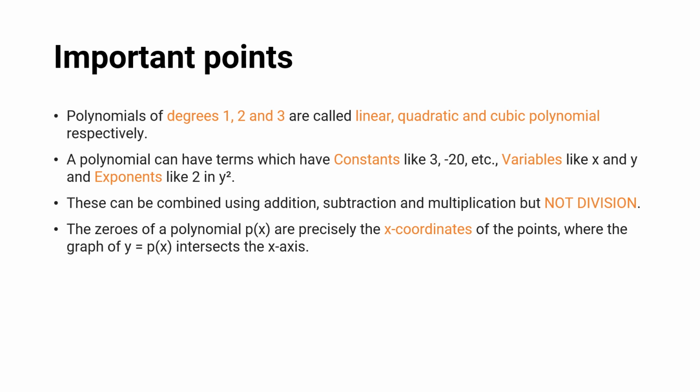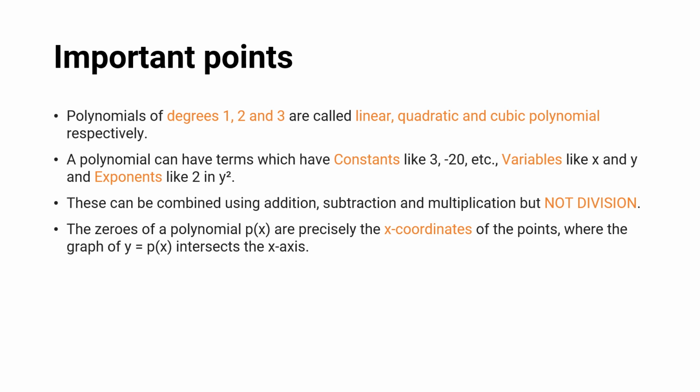A polynomial can have terms which have constants like 3, minus 20, etc., variables like x and y, etc., and exponents like 2 in y raised to 2. These can be combined using addition, subtraction and multiplication but not division.